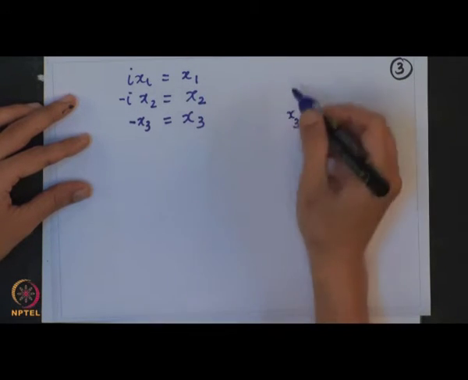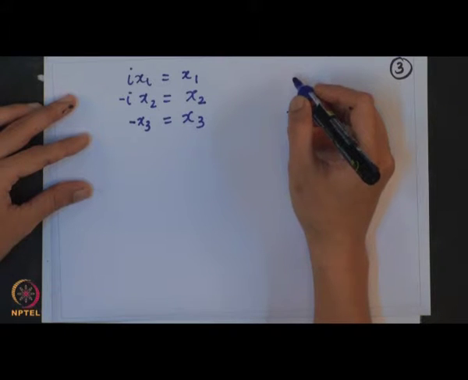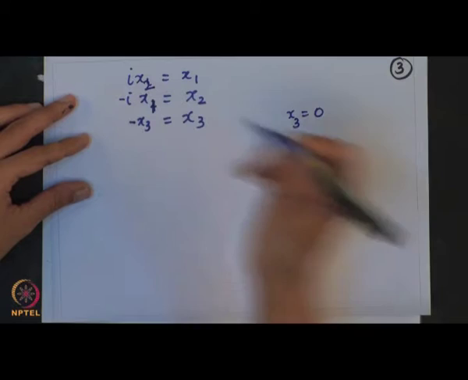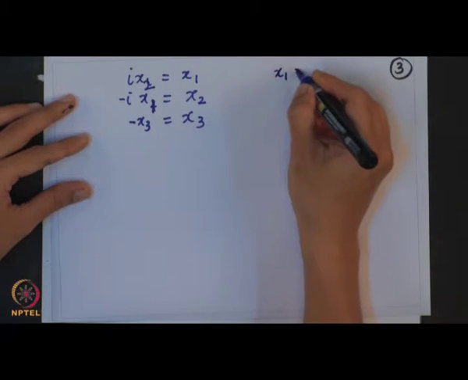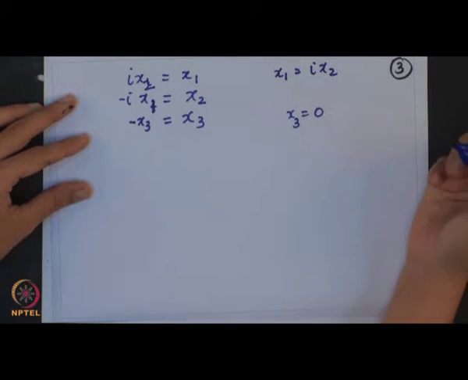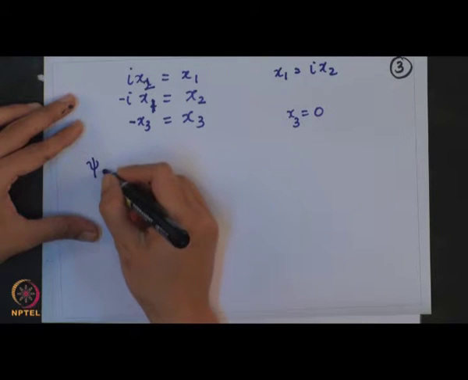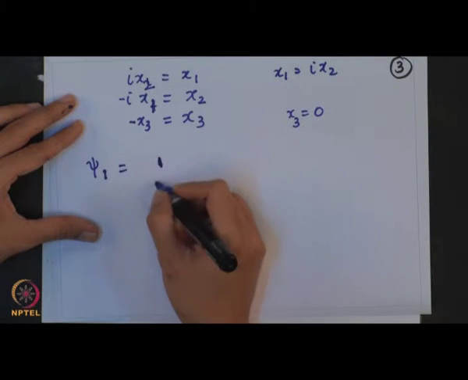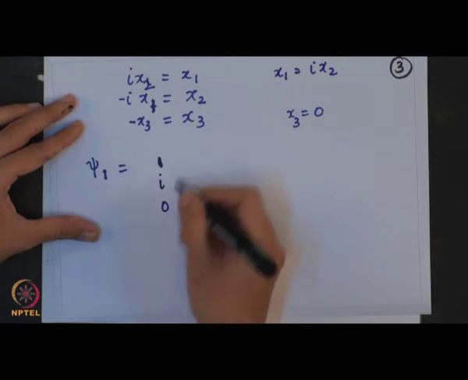x1 is, you have x2 here, x1 here. So, your x1 is i x2. Okay. So, your psi 1 will be 1, i, 0.